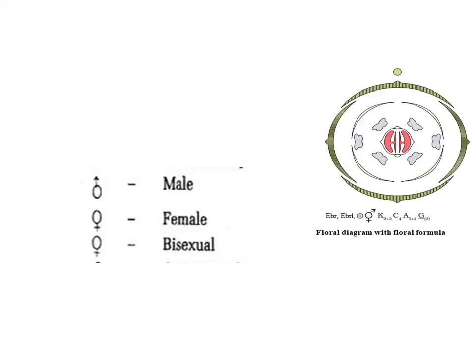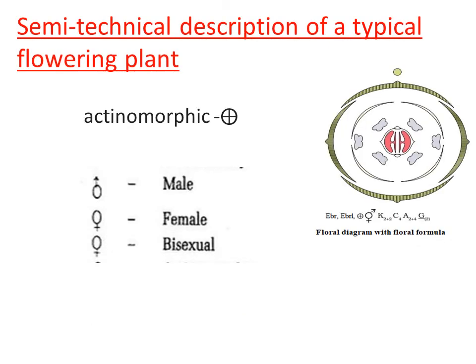Then the actinomorphic condition of the flower is represented by this symbol: a circle with a plus symbol within it. So this is the actinomorphic symmetry. Then one more type of symmetry is zygomorphic symmetry. If the flower is showing zygomorphic symmetry, that is represented by the percentage symbol, right?